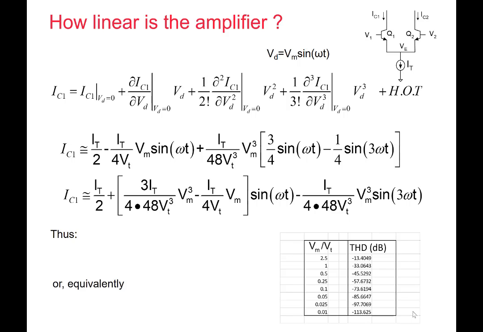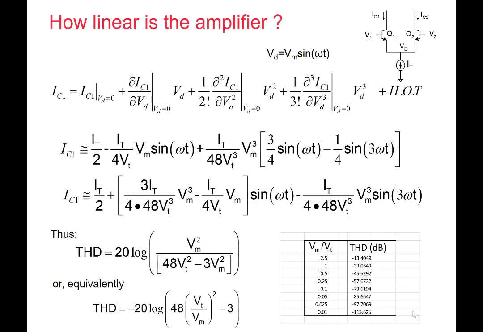If you can tolerate Vm of 1% of Vt, oh man, Vt is only 25 millivolts. So 1% of 25 millivolts is 250 microvolts. So if you're willing to work with signals below 250 microvolts, there's not much distortion. What if we conditioned the input before it got to our pair? We can do that, but maybe there's something even better than this. Oh, here's a closed form expression for the THD.